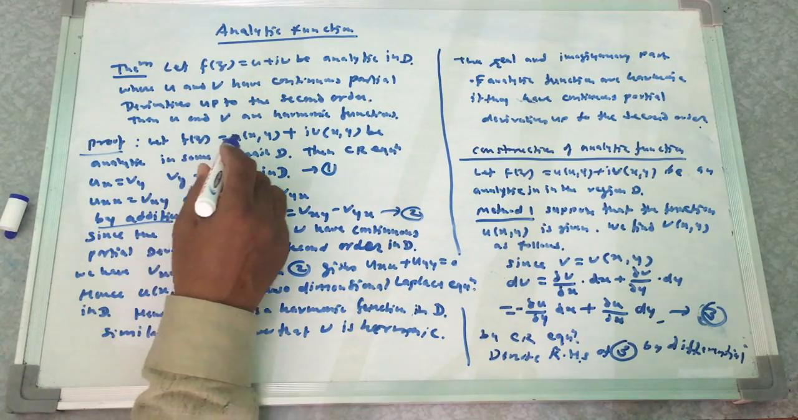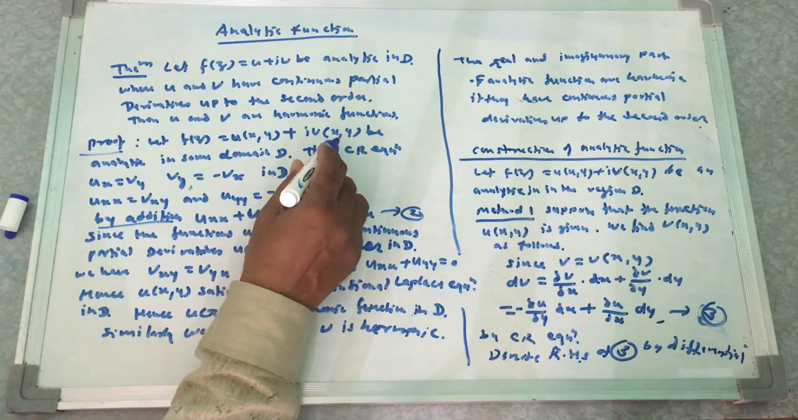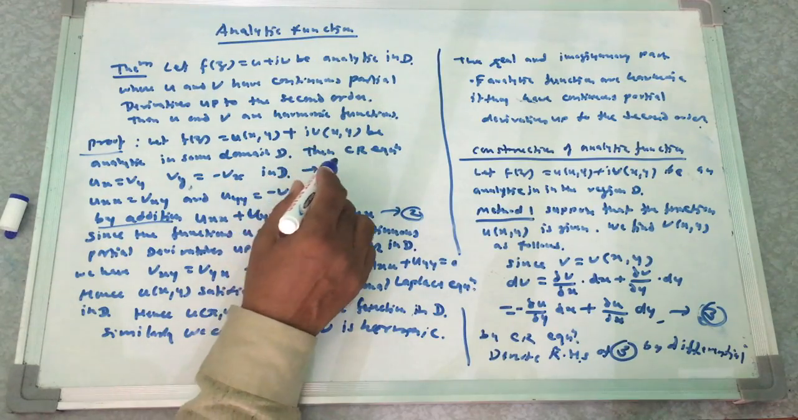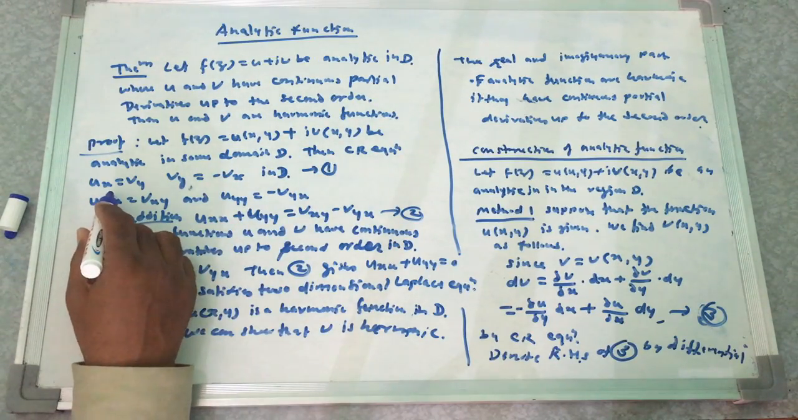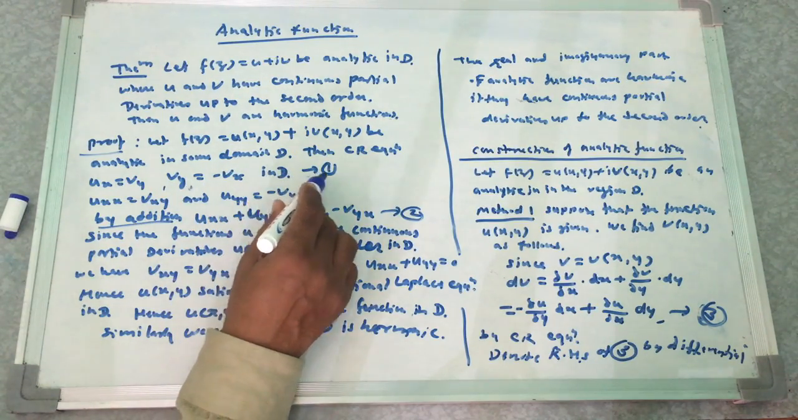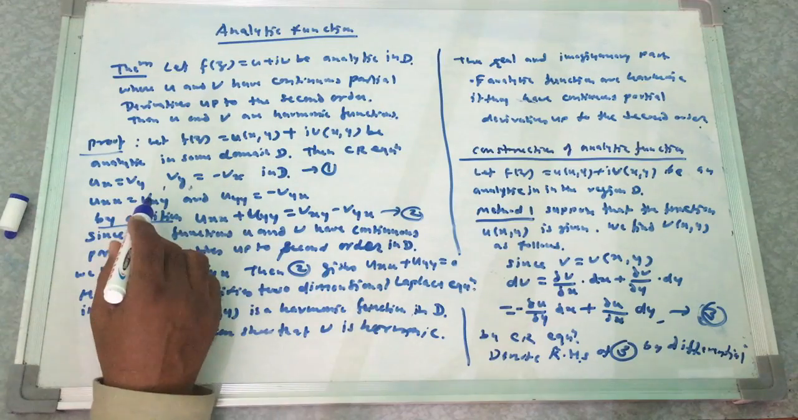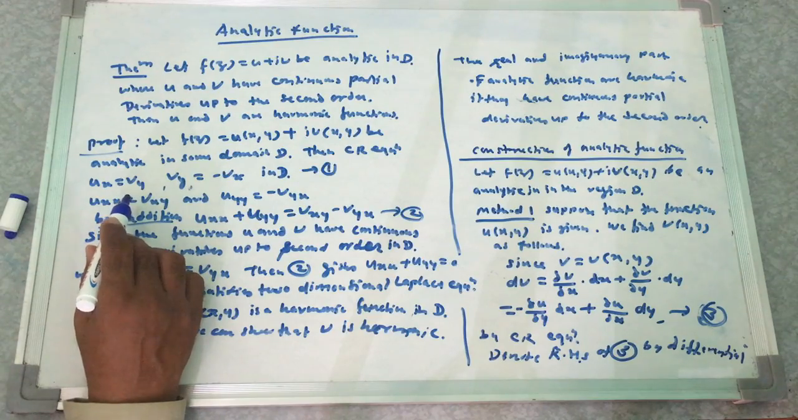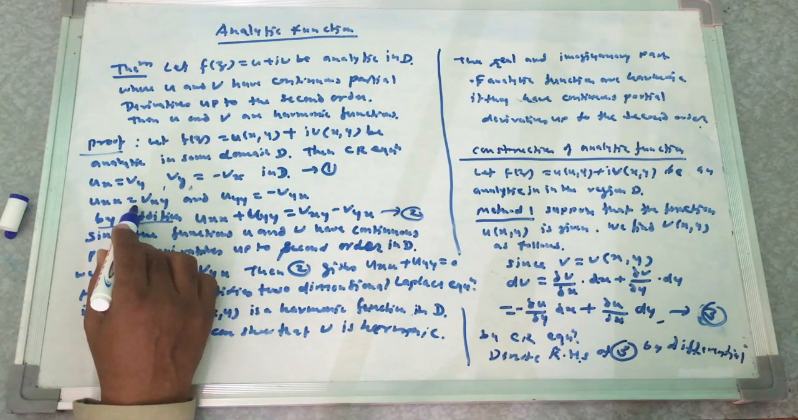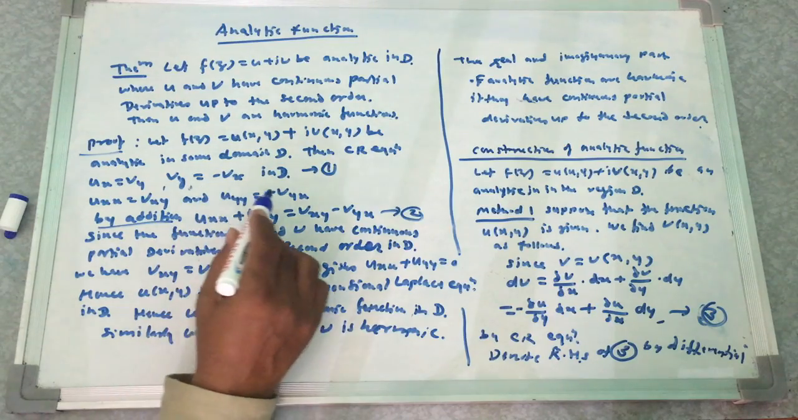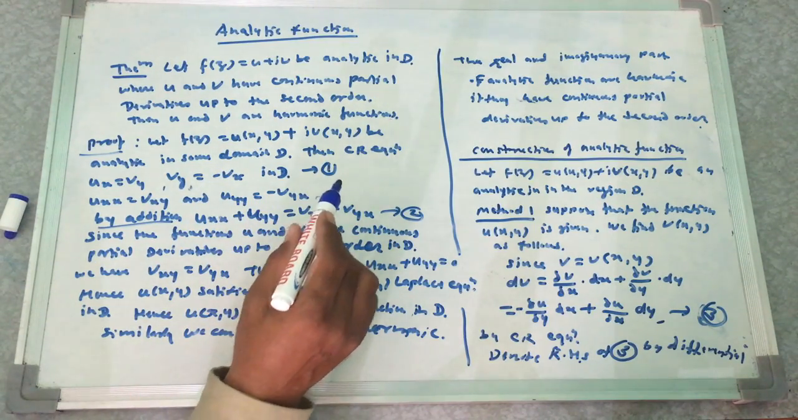So let f of z is equal to u of x,y plus i v of x,y be analytic in some domain D. Then by the CR equations, u x is equal to v y, and u y is equal to minus v x in D. This is equation number 1. By addition, u xx plus u yy is equal to v of x,y minus v of y,x. So this is equation number 2.